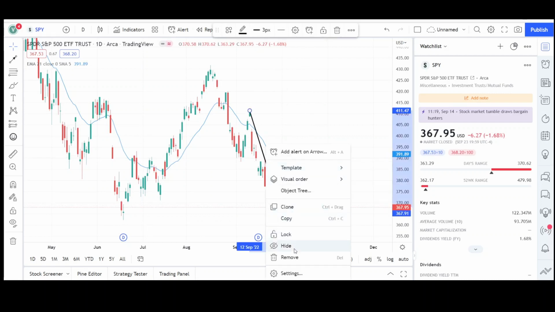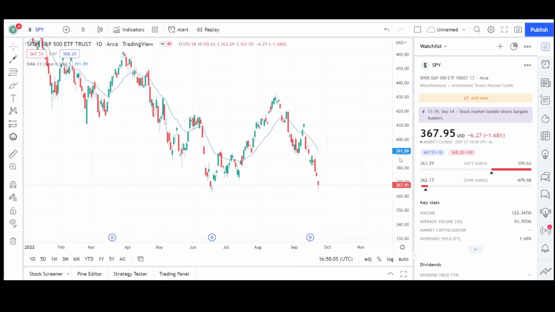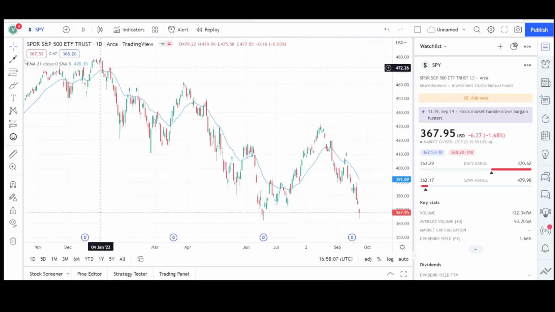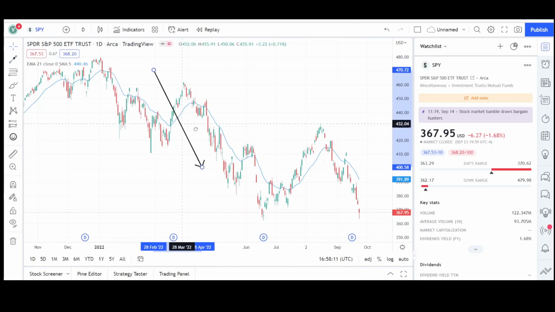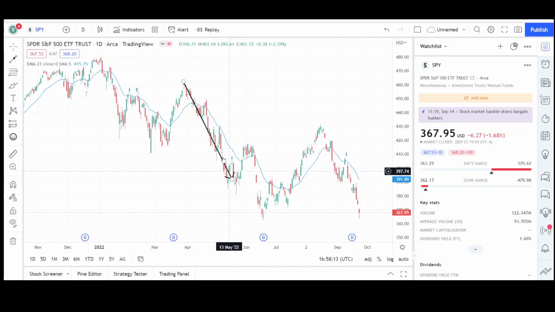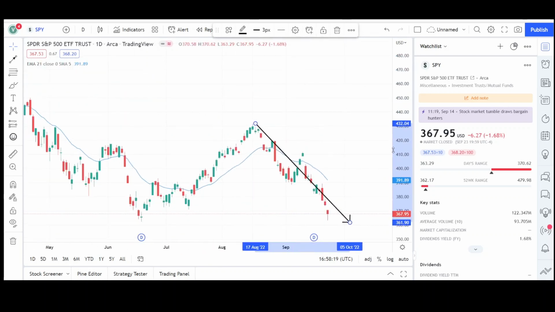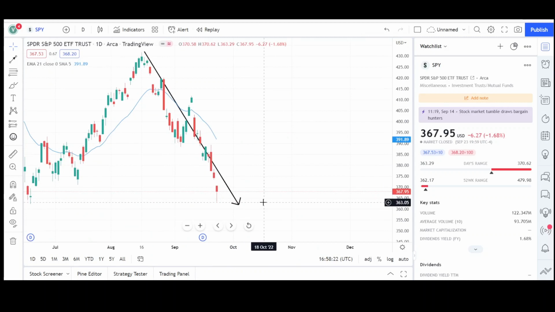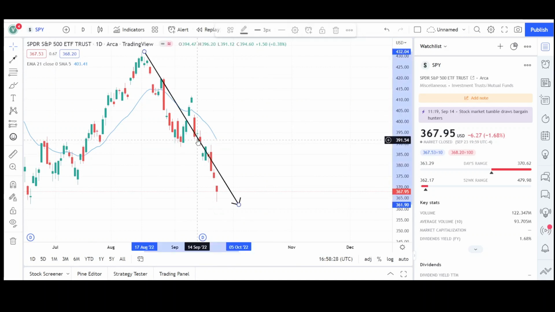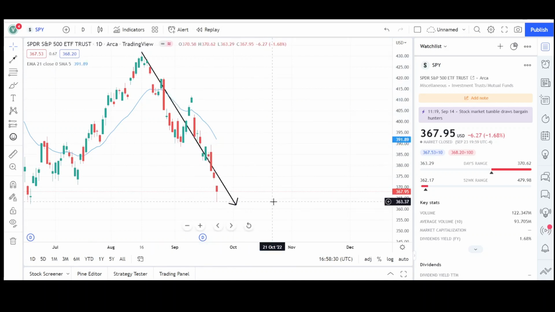So the measured move is hit, and if I zoom out, you can see that we made three legs down. This is the first leg right here, and if I move it over, we get the second leg. The second leg is much larger than the first leg. Usually the first and third legs are the same size, and if I move this arrow across, you can see that we pretty much bounced right off of this 363, 364 level, which is right where this arrow is. So it's a very calculated market.